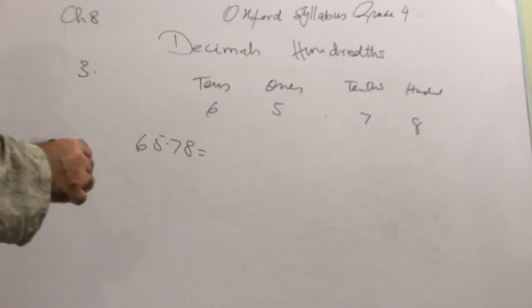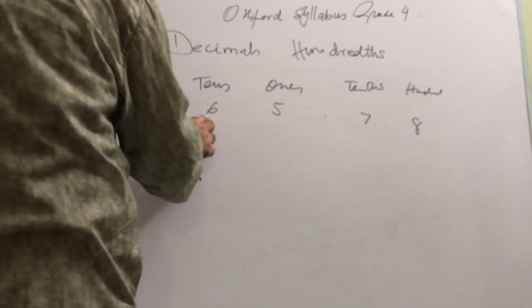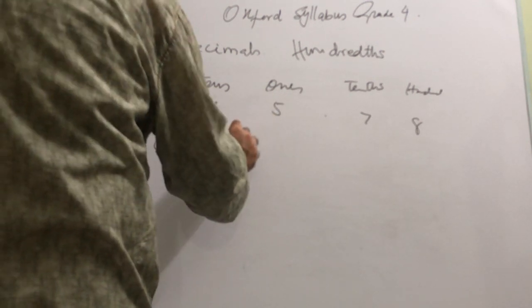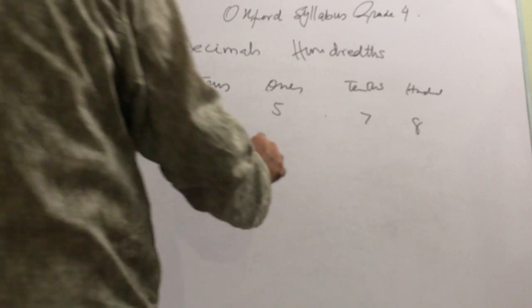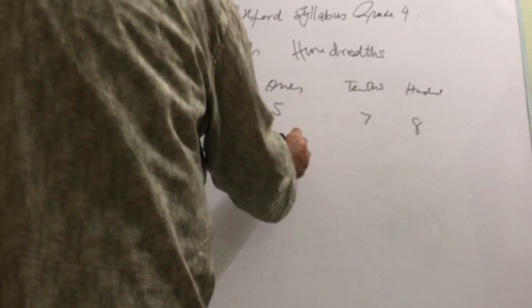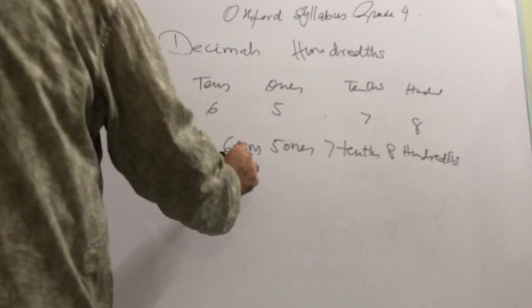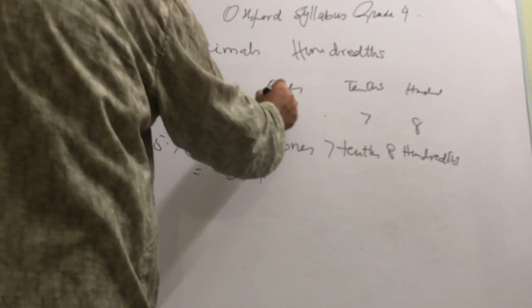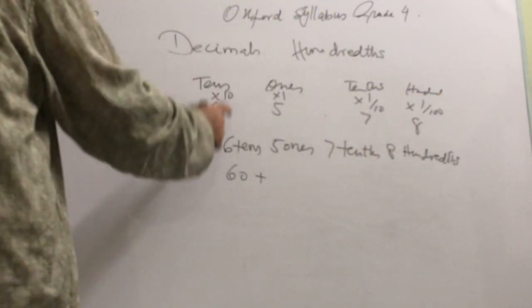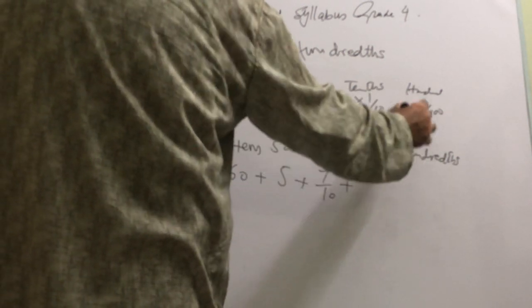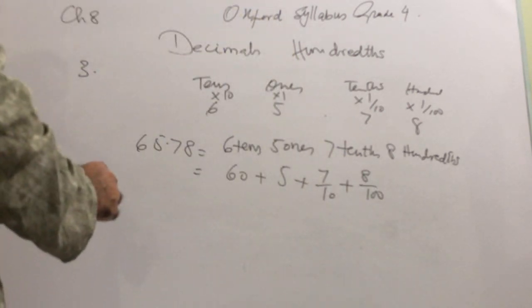65.78 is equal to 60 plus 5. 6 tens are 60, this is 5, 60 plus 5, 65, so it means 6 tens, okay, then 5 ones, 7 tenths, 8 hundredths. 6 tens means 60 plus 5 ones, 5. 7 tenths means 7 over 10, 8 hundredths means 8 over 100, okay. So this is the answer.